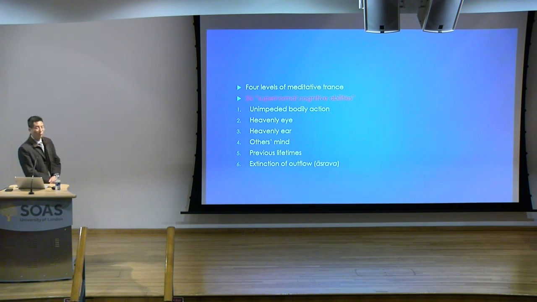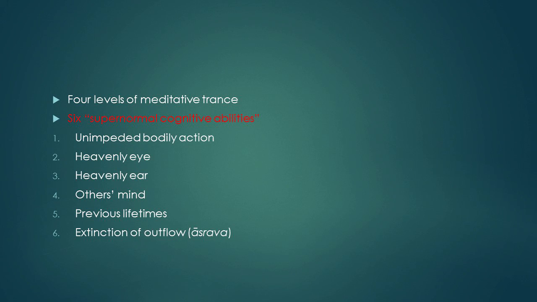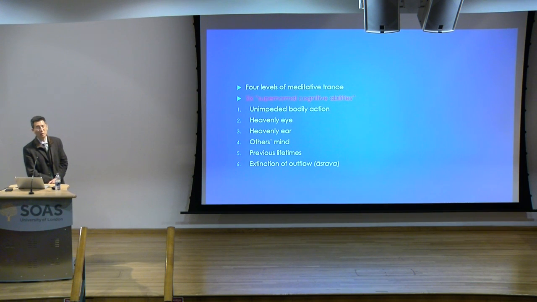All right, then the question is, once you get to that state, the high state of meditation out of the four, what happens to you? There's a very neat scheme. Basically it says you gain what is called the six supernormal cognitive abilities. That's what you acquire when you get to the meditative state. And I can demonstrate to you that pretty much all of them are depicted in this composition, or in this wall, or in this cave.